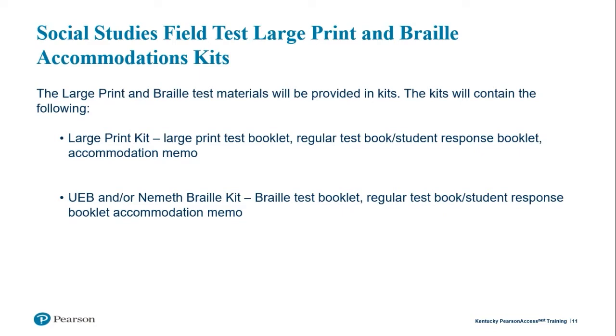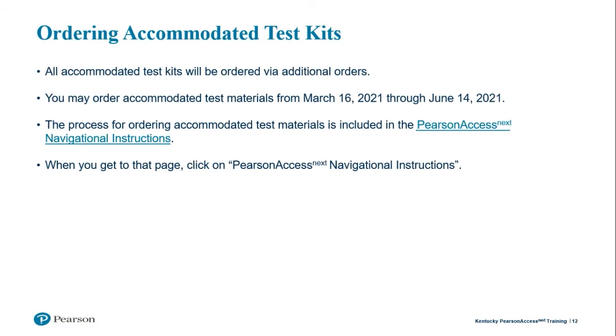For the accommodation kits for large print and Braille, if you order one of those, each kit will contain a regular test book, a student response book, the accommodation memo, along with the large print or the Braille test book, whichever is applicable. All of the accommodated test kits will be ordered via additional orders.